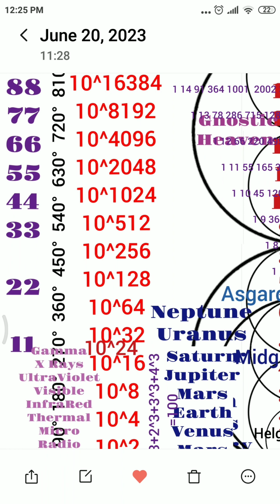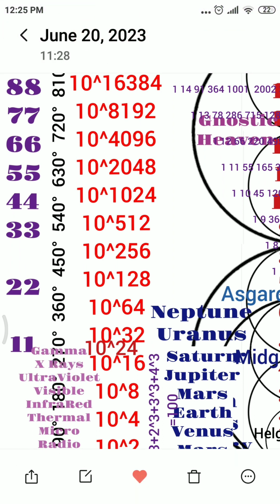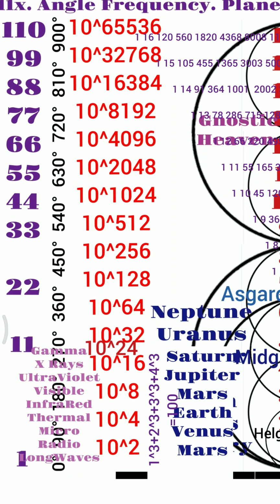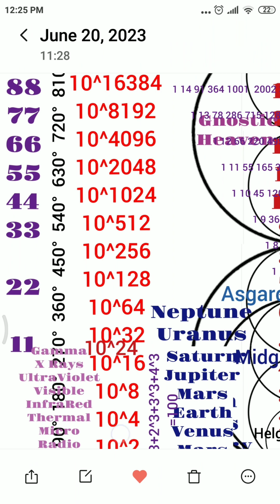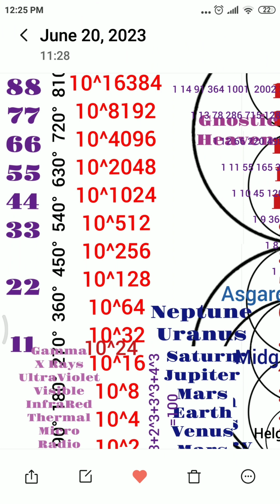The radiation that we see, we can as well measure by frequency. Here 10 raised to 24 is gamma, X-ray is just below this, ultraviolet is below that, visible is 10 raised to 8, infrared is below this, thermal is 10 raised to 4, micro is below this, radio is 10 raised to 10 squared, and long waves are even below that. So these are the radiations, if you want to measure electromagnetic radiation.